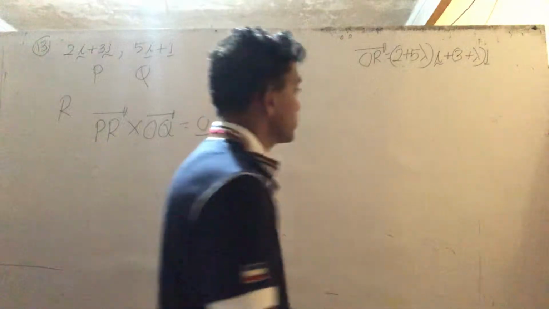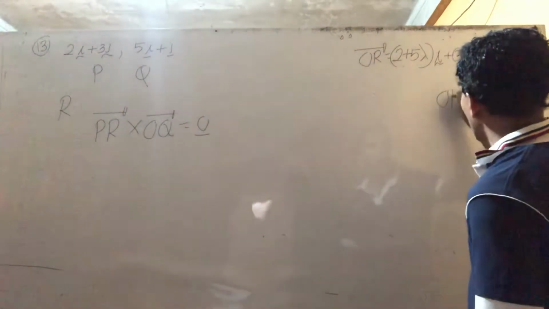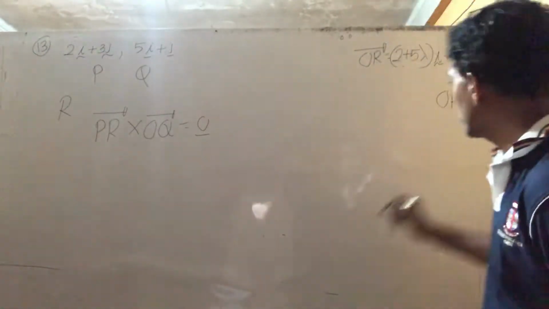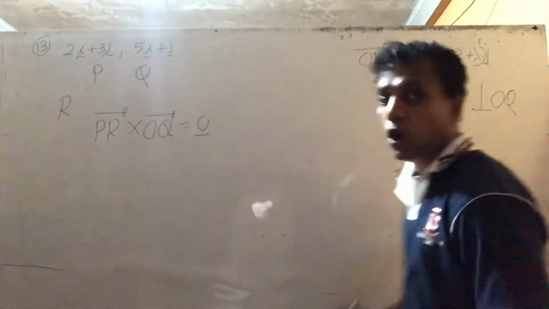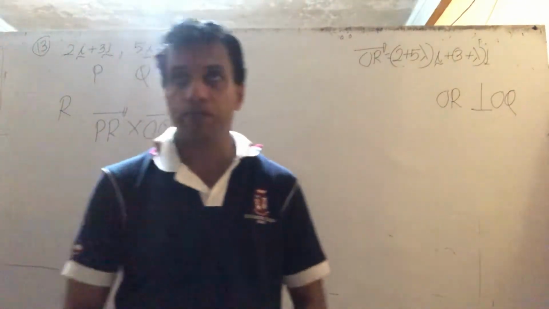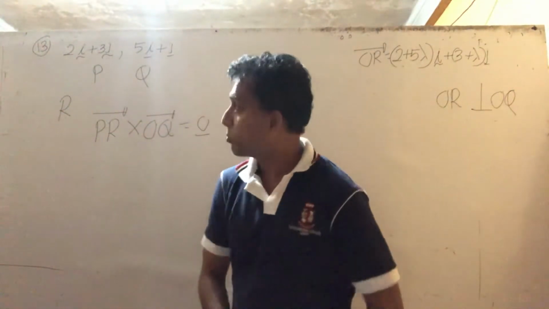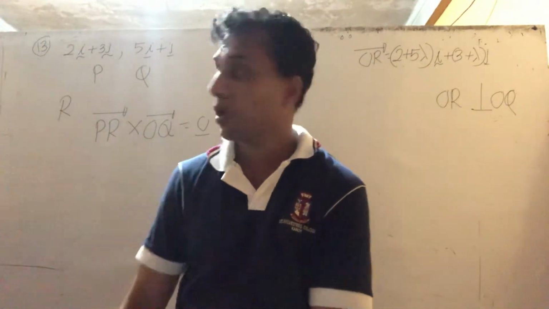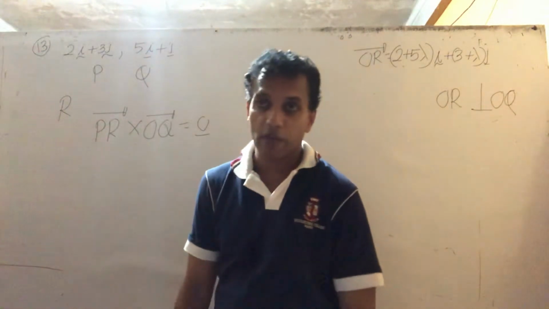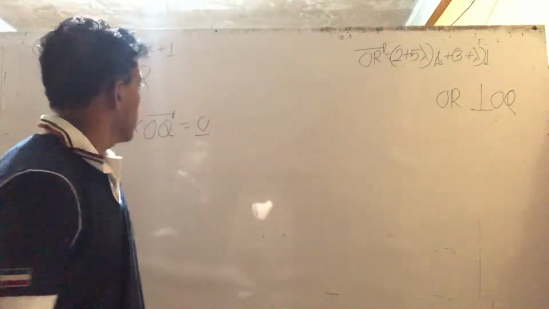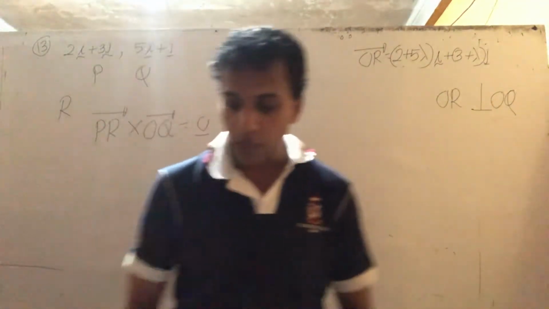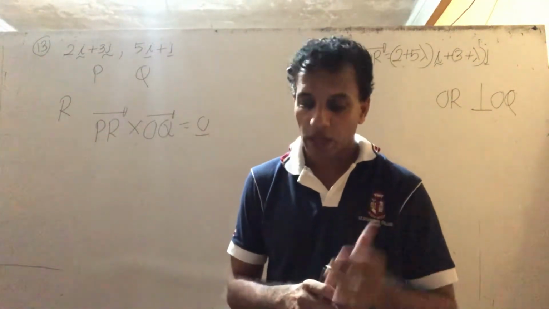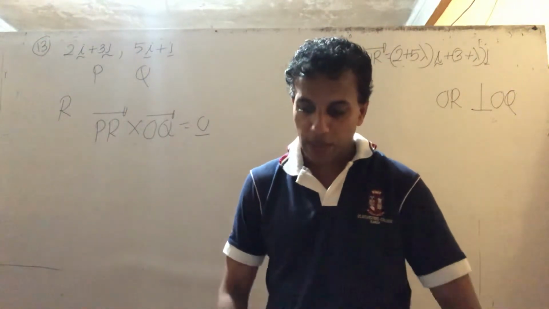such that OR is perpendicular to OQ. This is an important question. My note, if you watch all from 1 to this 5th video, 13th question under vectors revision type. Okay, now here usual i means the unit vector along the x-axis, j is the unit vector along the y-axis.